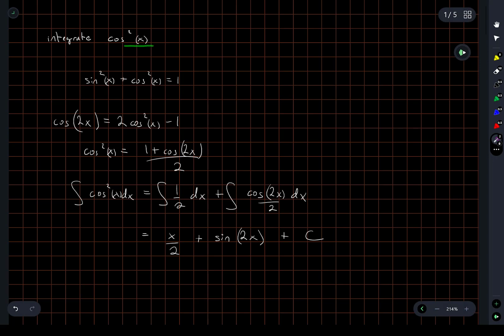recognizing that the cosine squared can be written in terms of cosine 2x. I didn't remember exactly what this trig identity was. I knew that something of this nature existed. I couldn't remember where the double angle went. I couldn't remember whether the sign on this was plus or minus, but anyway, there we go.